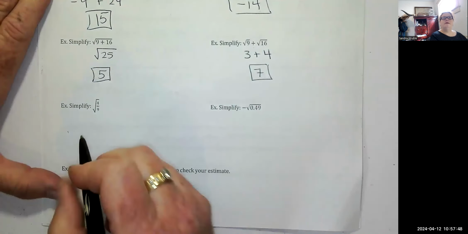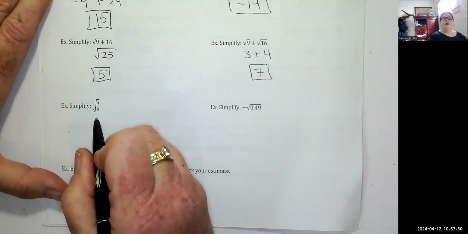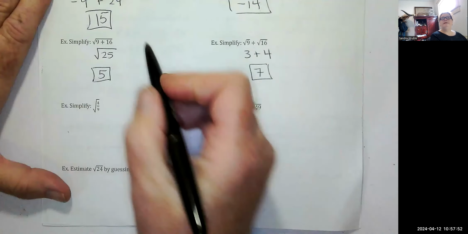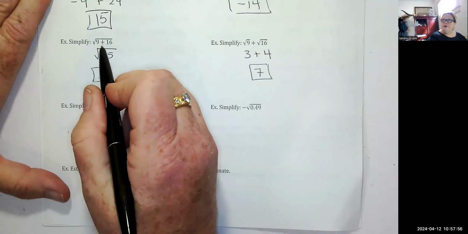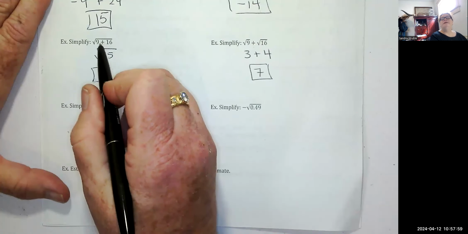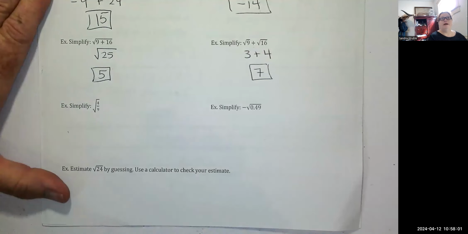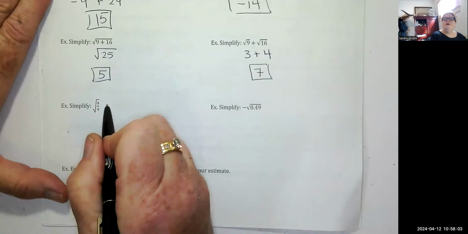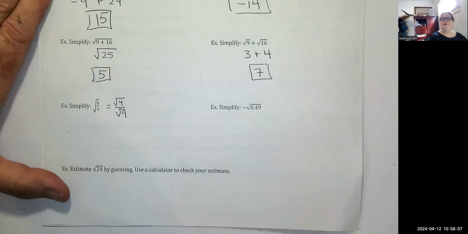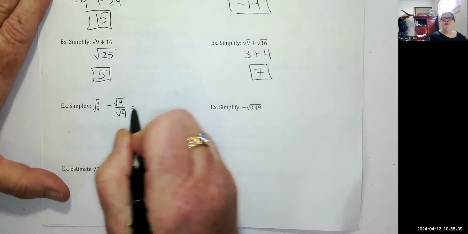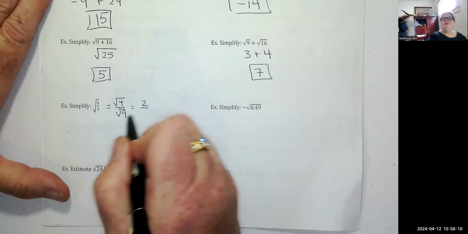It does not. Simplify the square root of 4 over 9. In this case, these had addition, and we cannot separate them. If these were multiplication, we could have separated them. But it's addition, so you cannot separate it like that. Here, division, we can go square root of 4 over the square root of 9, just like we could with multiplication. Square root of 4 is 2. Square root of 9 is 3.